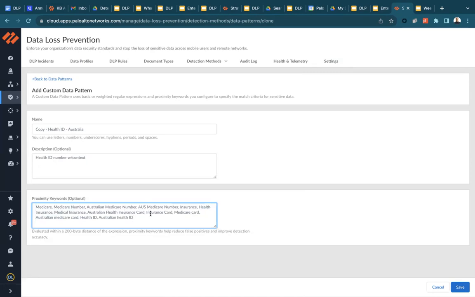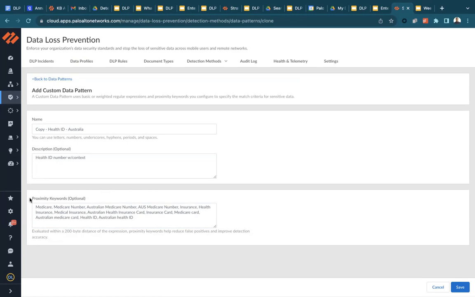Sometimes the reason proximity keywords are important is that this is what determines if you would have a high confidence match or not in a traditional pattern-based matching system. So if the proximity keyword matches over and above the regular expression, then it's a high confidence match versus just, say, the pattern is matching, it will be considered a lower confidence match.